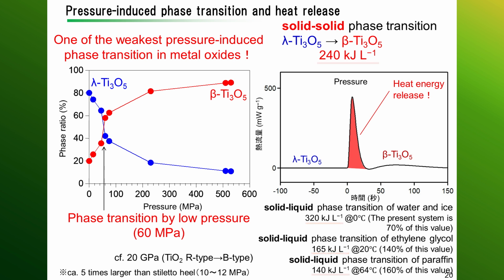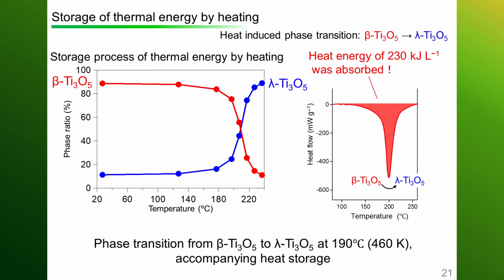Furthermore, our material produces such an amount of heat with a solid-to-solid lambda to beta phase transition. When a solid-to-liquid transition occurs, the liquid requires containment or other measures to be handled, which makes it very difficult to use in practice. However, because our material undergoes a solid-solid phase transition, such handling-related problems do not occur. In addition, it releases a large amount of heat.